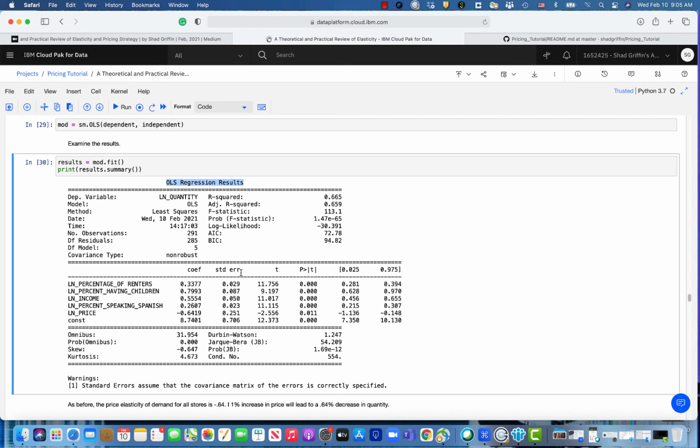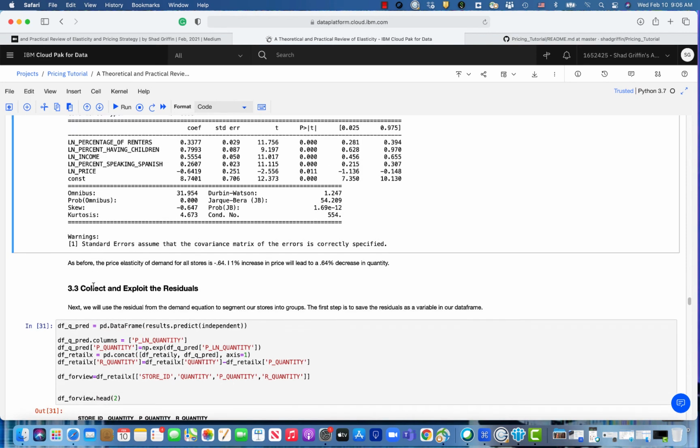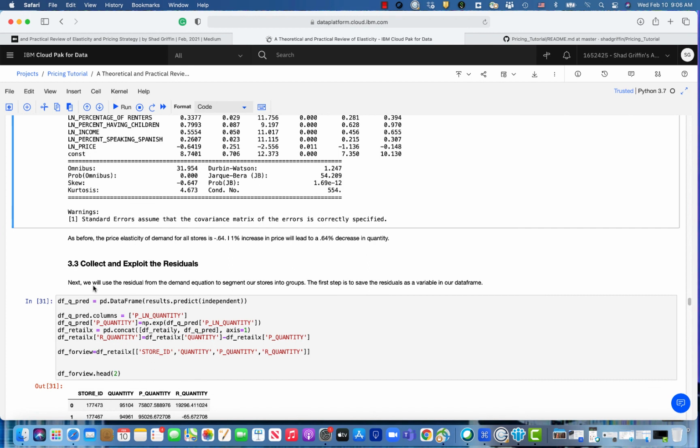So if we take a step back and look at what the residual means in this case, again, this is the difference between the actual quantity and the expected quantity. If we just think about what that means, if a store has, let's say, a price of $10, and the model says that they should sell 100 units, but in reality they're selling 200 units.